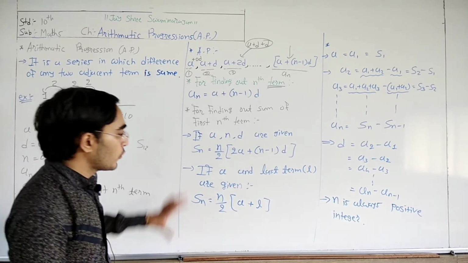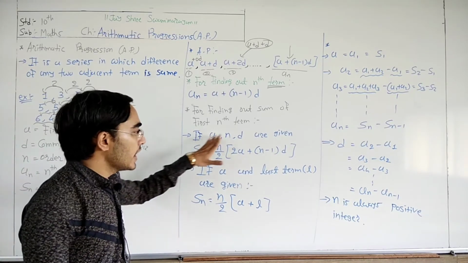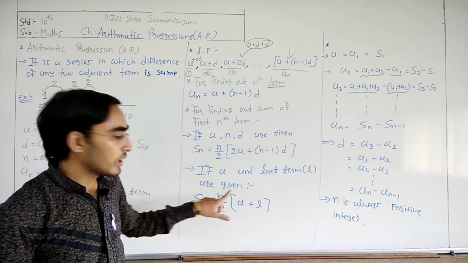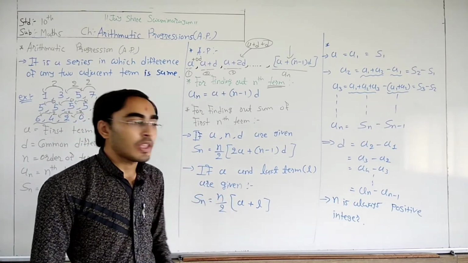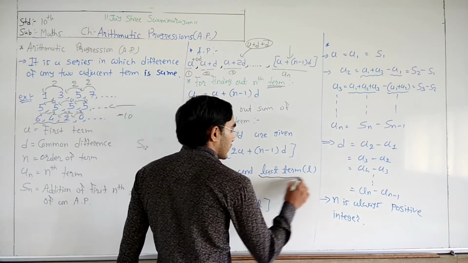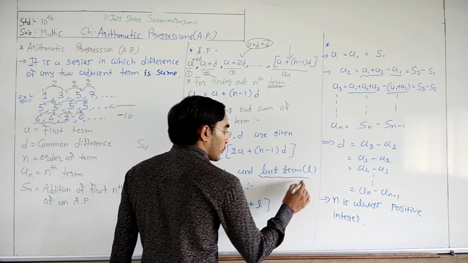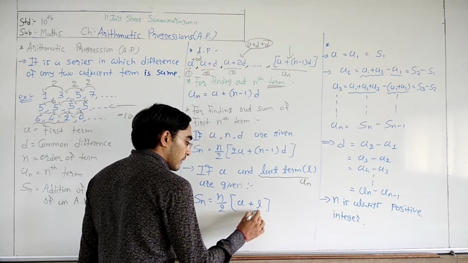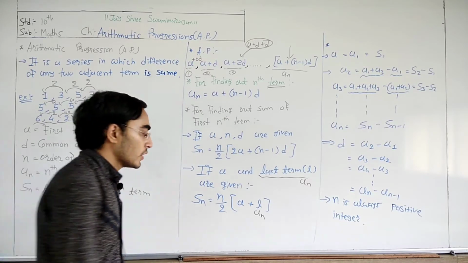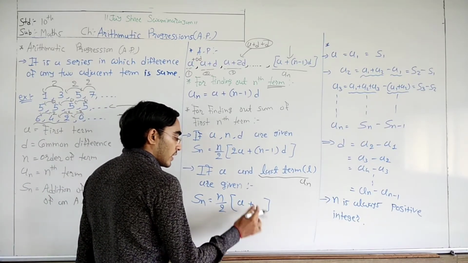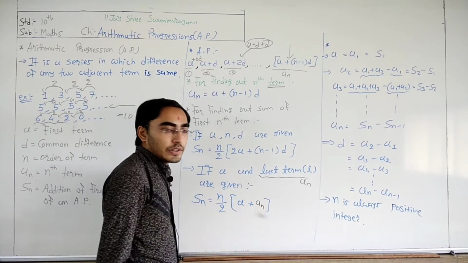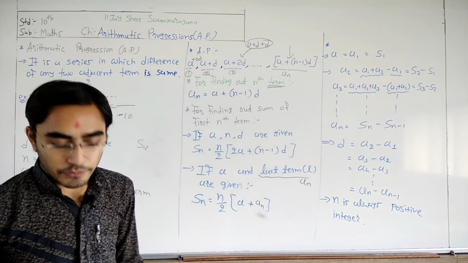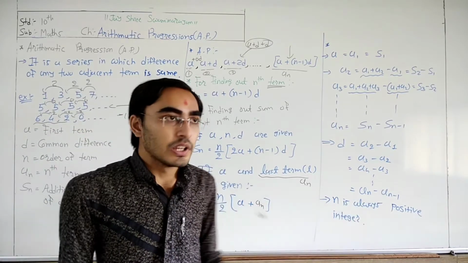So here two formulas are there for Sn. If a and d are given, then we can use this formula. If the first term and last term are given, then we can use this formula. Here the last term, that means the nth term, is also represented by an. So in place of l we can write an, because the last term is our nth term, and n means the total number of terms, right?